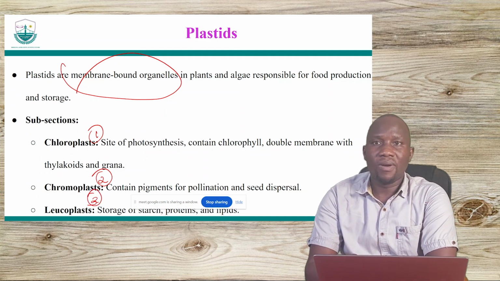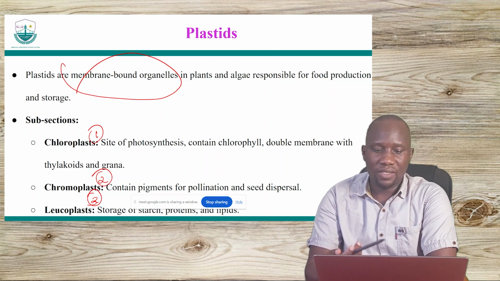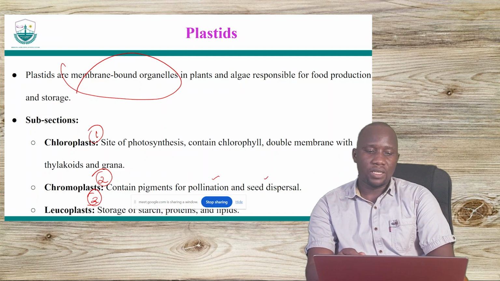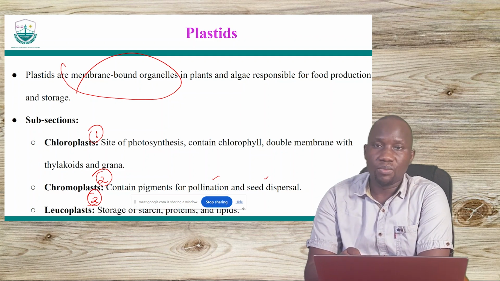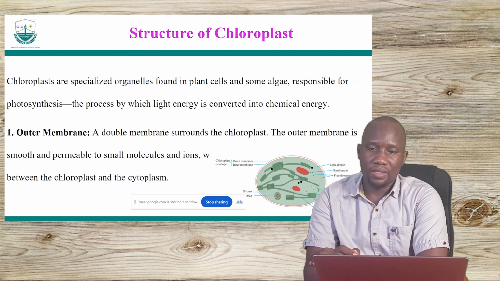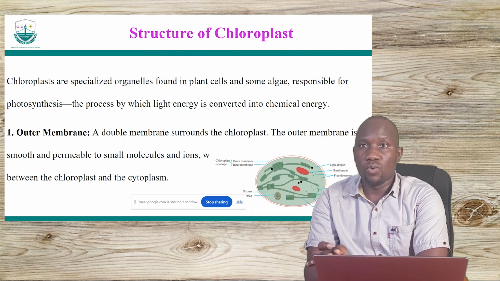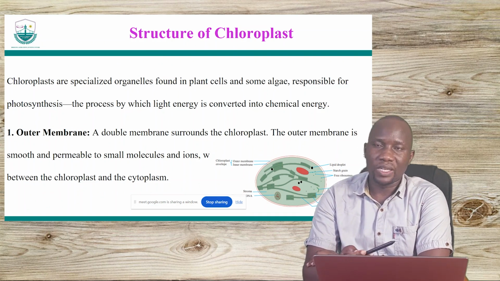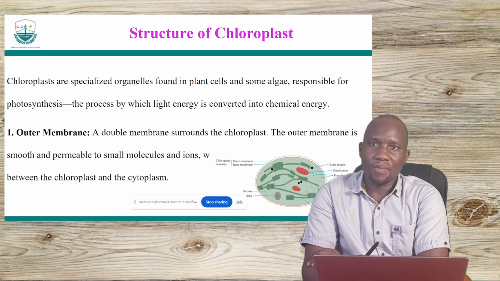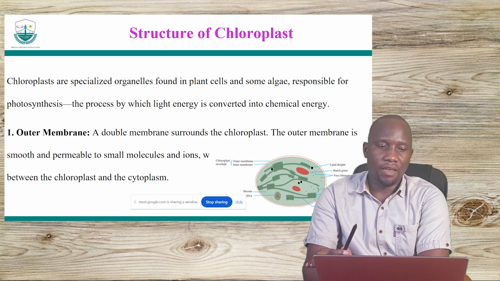The chloroplasts are the ones that contain chlorophyll, very important in light absorption. Then we have the chromoplasts, which also contain pigments for pollination, and the leucoplasts, which are very important for storage of fat, proteins, and lipids. Our focus is going to be on the chloroplast. Perhaps you will look at the structure of the chloroplast again in the process of photosynthesis, but let's go through the structure here.